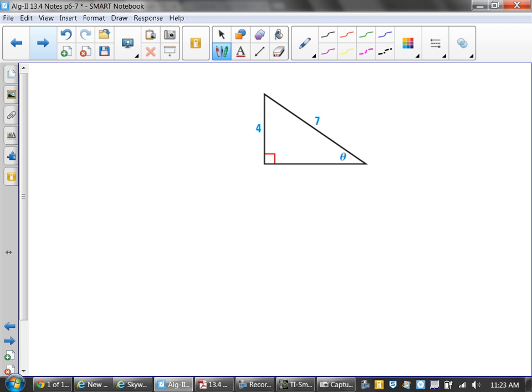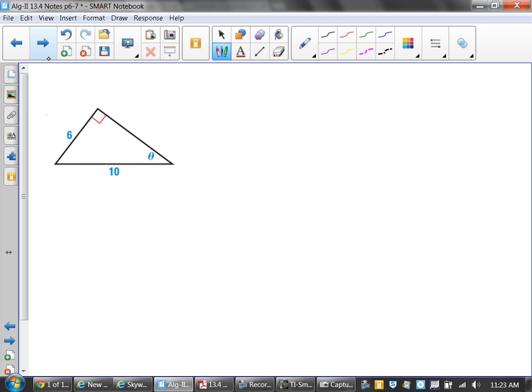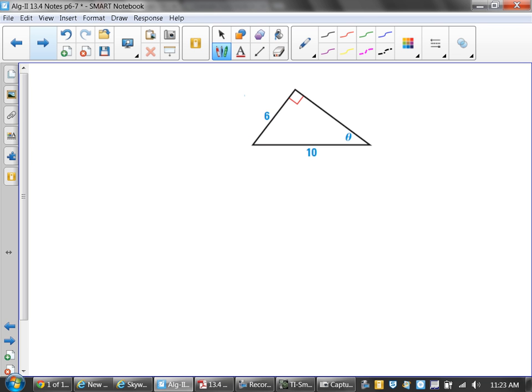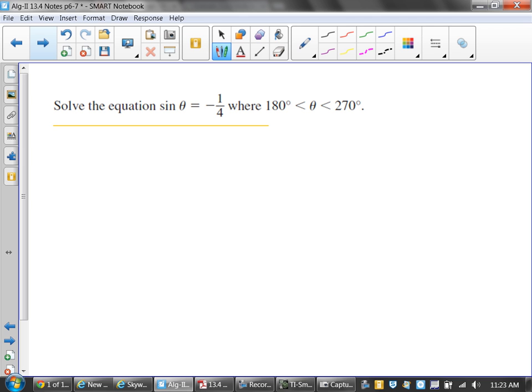Before we have to press buttons here, what trig function are you going to use? Sine inverse. Good. What trig function are you going to use? Sine inverse. Now let's do the fun stuff. We use inverse functions to solve some very simple trig equations.